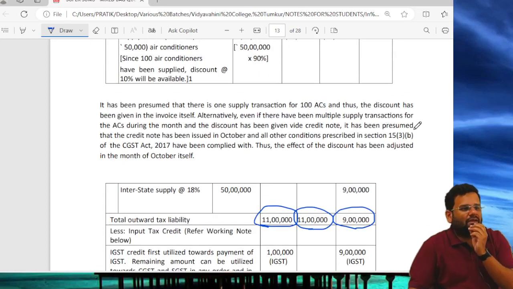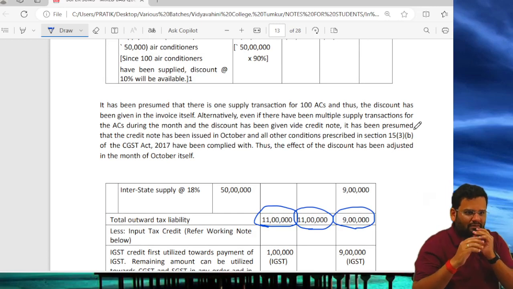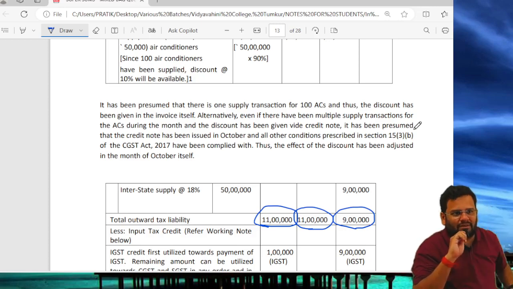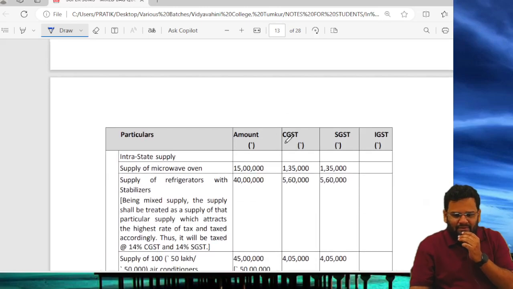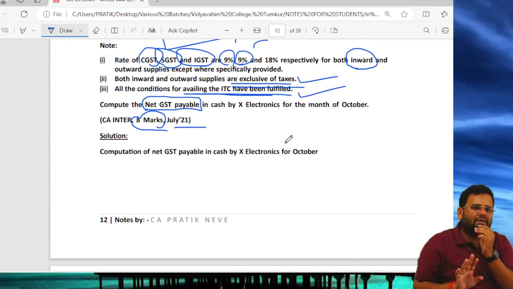Just ask yourself that if I was not guiding you, then on your own, how much you could have done? What I'm trying to tell you is, if right now I wouldn't have told you step by step, you would have been stuck at some point or you could have done it easily. Just analyze that. Then, going ahead, output tax is done. Now focus on ITC.